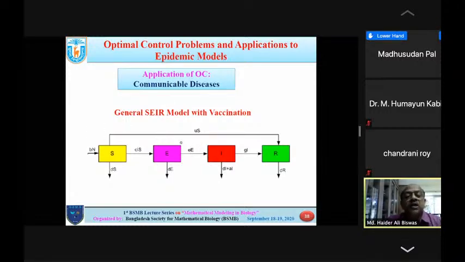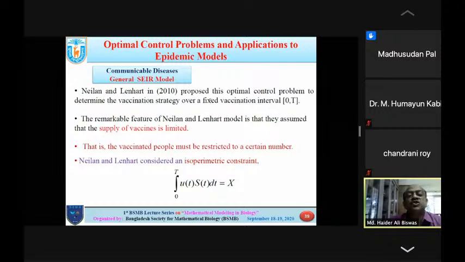You can apply this model to any type of infectious disease. As I discussed, this model was developed by Susan E. Lenhart, who used an optimal control technique for vaccination over a fixed time interval. She considered this fixed time T to be 20 years. There are many such programs in our country, such as the measles program and other vaccination programs. Governments have this type of program, so this is a vaccination strategy for a fixed time interval.